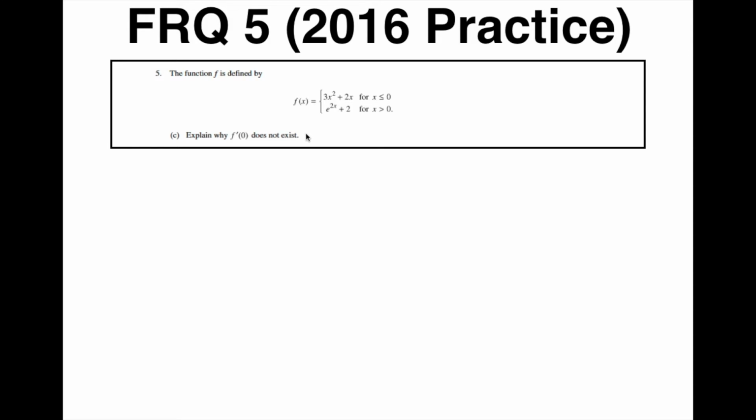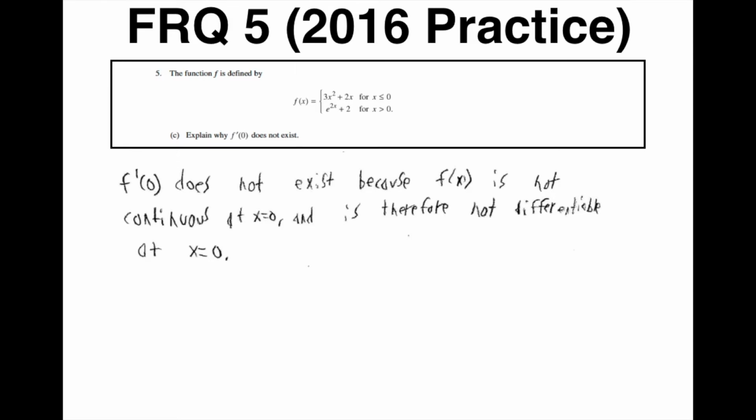They say, why is it not differentiable? And why is it not differentiable? Well, we answered the question in A, in fact. Since it's not continuous, automatically it's not differentiable. So student A does that. F prime of 0 does not exist because f of x is not continuous at x equals 0.